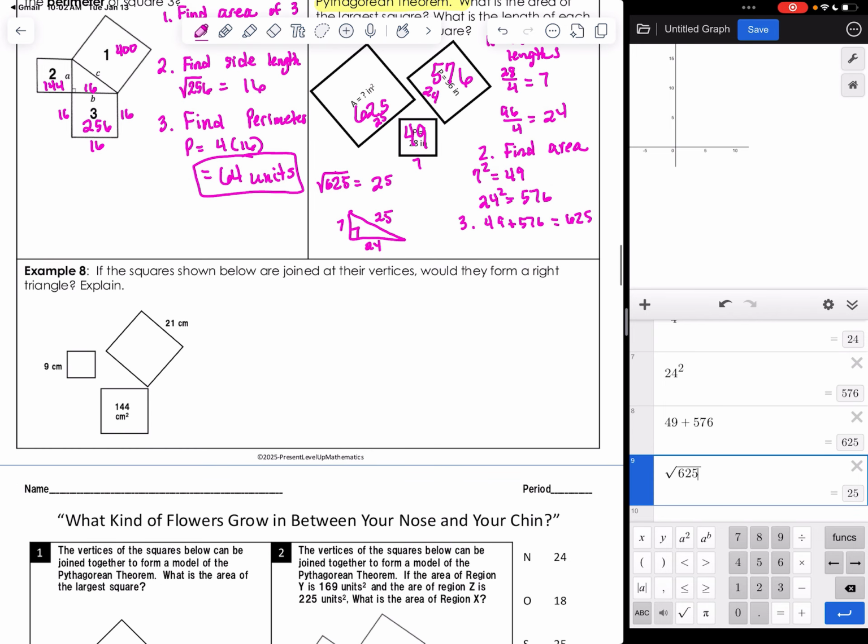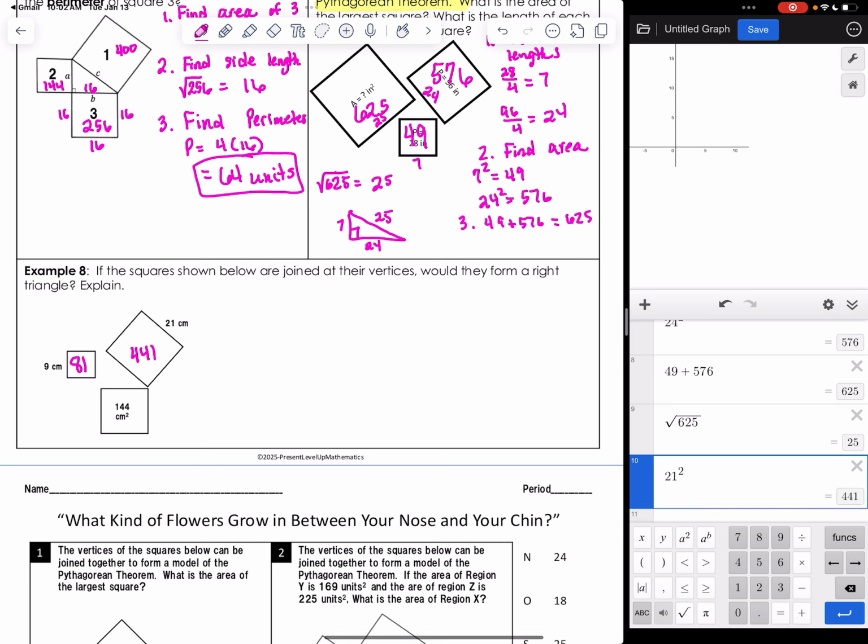All right, example 8. If the squares shown below are joined at their vertices, would they form a right triangle? So the first thing we need to do is find the area of each square. So we know the area of the medium square is 144. What about the area of the small square? Well, 9 squared would be 81. Now let's get the area of our large square, 21 squared. So this would be 441.